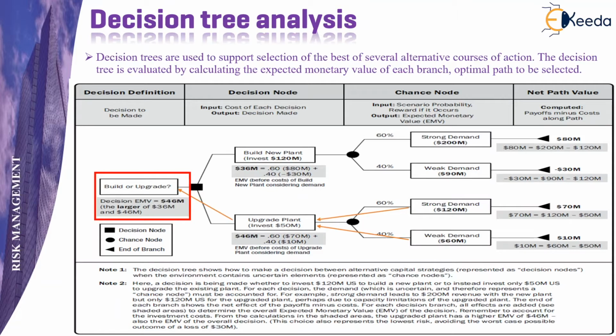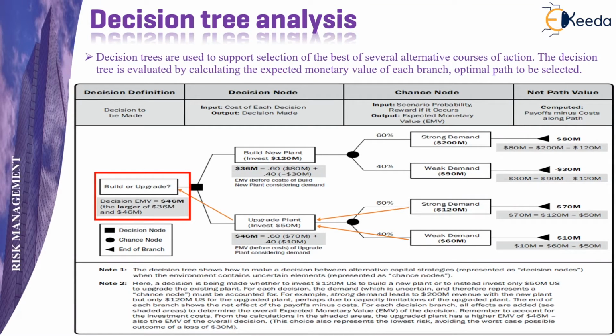Now we will calculate the net path value, that is, what is the profit in each of these options. In the first option, that is building a new plant and there being a strong demand, you are earning $200 million and spending 120 million. Therefore, the net effective profit is $80 million. Second, if there is weak demand, you earn 90 million and spend 120 million. Therefore, you are at a loss of $30 million. Similar is the case with the other two, wherein your net profit comes to 70 million and 10 million respectively.